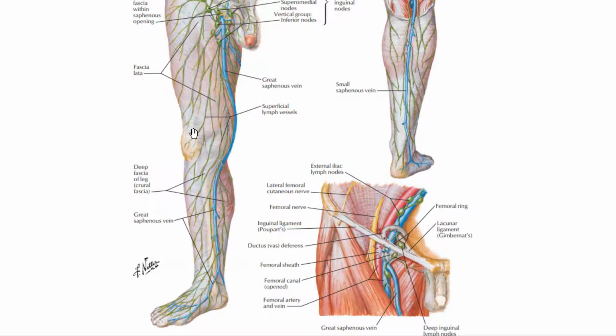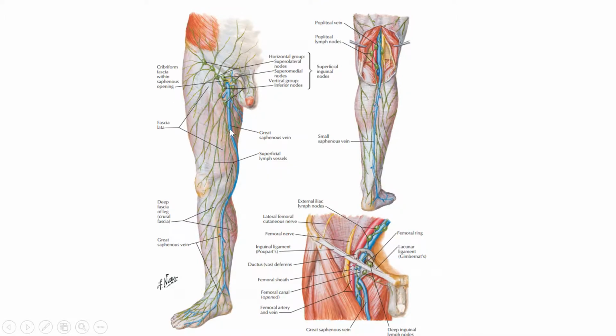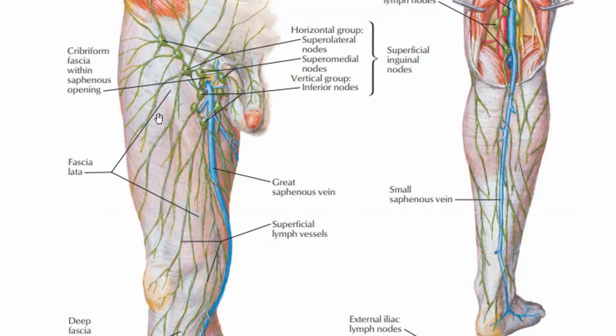Now there are two patterns for lymphatic vessels to carry the lymph away from the distal part of the limb. Look at these green vessels; they are converging and moving along with the great saphenous vein. So two patterns. In one case, the lymph accompanies the great saphenous vein and ultimately reaches the superficial inguinal lymph nodes. These all are superficial inguinal lymph nodes.